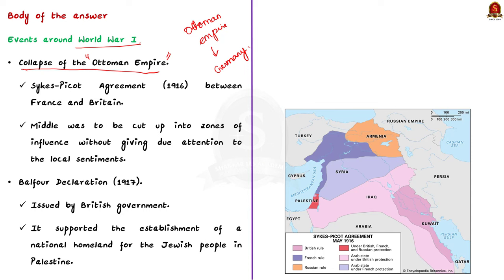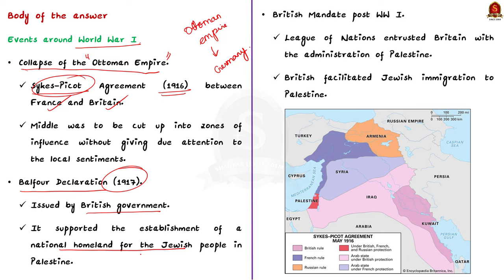So France and England signed a secret treaty during the war. It was called the Sykes-Picot Agreement in 1916, and by the agreement, France and Britain decided to divide the Ottoman Empire's territories among them. So this agreement sowed the seeds of volatility in the Middle East. Then you can also mention the Balfour Declaration in 1917. The Balfour Declaration was issued by the British government and it expressed support for the establishment of a Jewish homeland in the land of Palestine. This declaration laid the groundwork for the eventual establishment of Israel and encouraged Jewish immigration into Palestine.